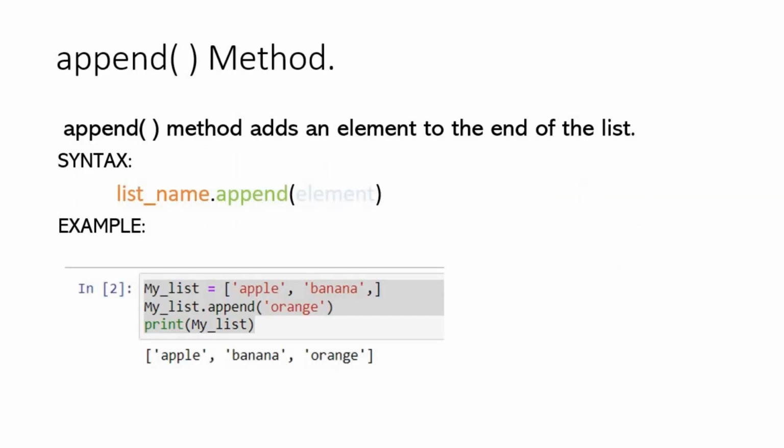In this session we will see what are the different methods we can use to manipulate our list. The first method we are going to discuss is the append method. Suppose we have a list and we want to add an element at the end of our list. For that we can use the append method.